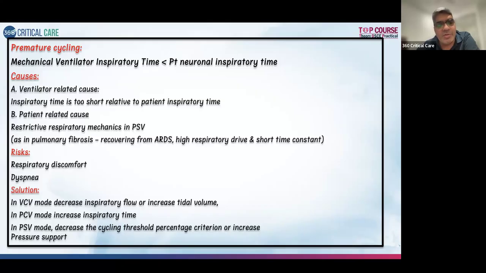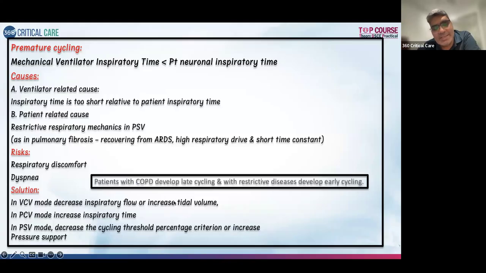If the patient is on a volume control mode, decrease the inspiratory flow or increase the tidal volume. So if the tidal volume is 120 to 150 ml with each breath, make it higher, like double, 300 to 350, looking at the pressure changes and limiting pressure changes. If the patient is on a pressure control mode, increase the inspiratory time, so the same amount of air can be delivered over 2 or 3 seconds instead of 1 second. If the patient is on a pressure support mode, decrease the cycling threshold percentage. So if initial cycling was happening at 40%, reduce it to 10% or so.